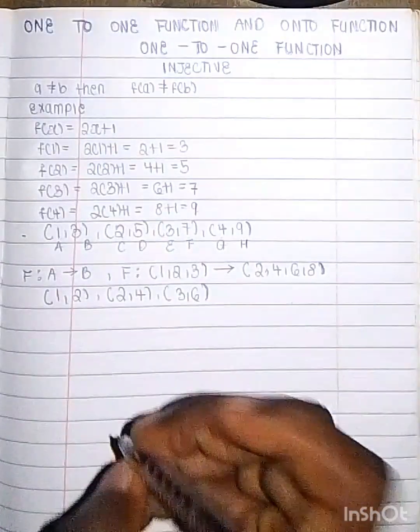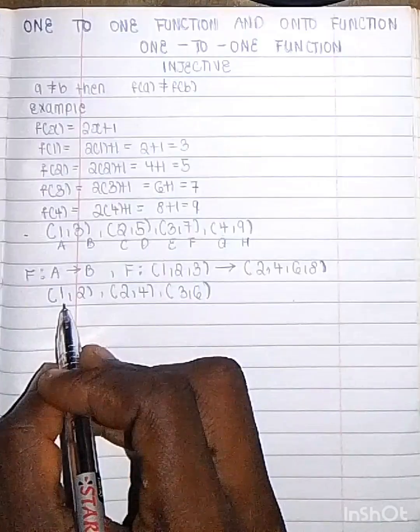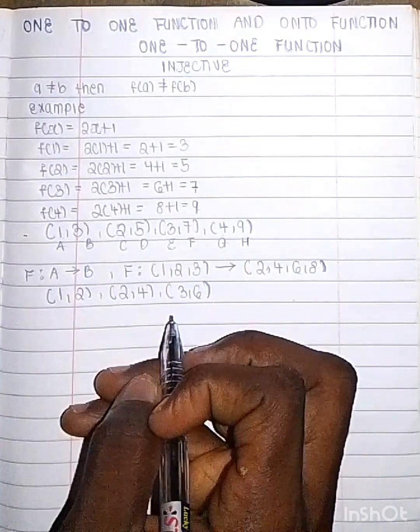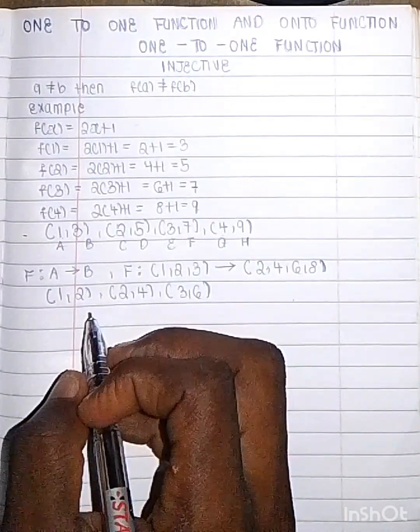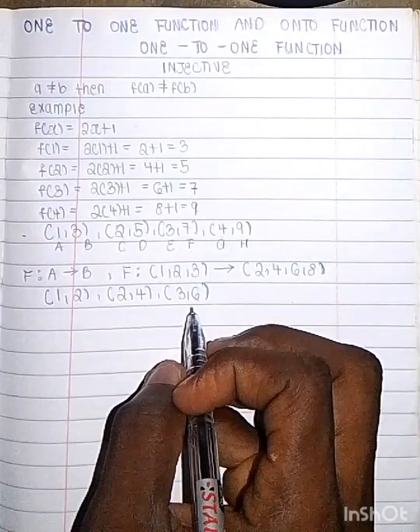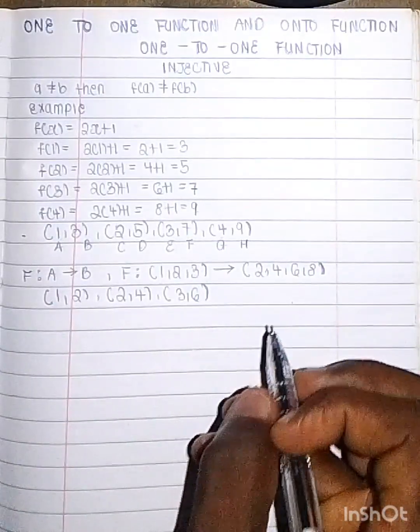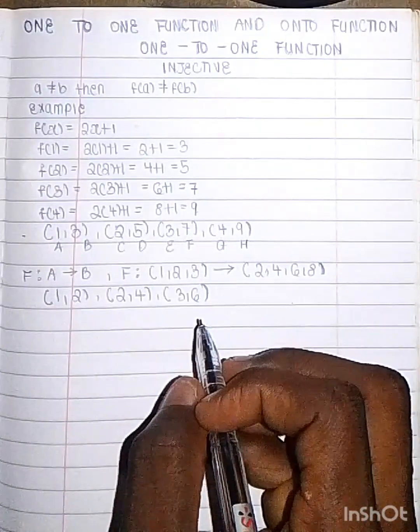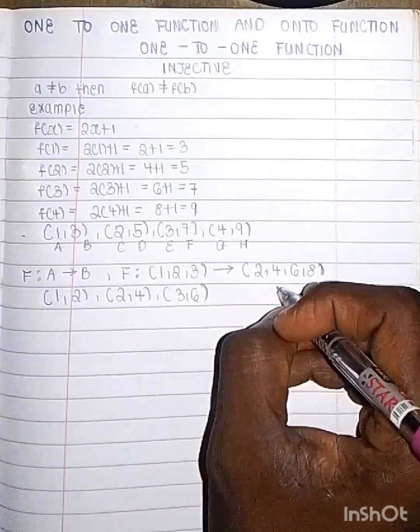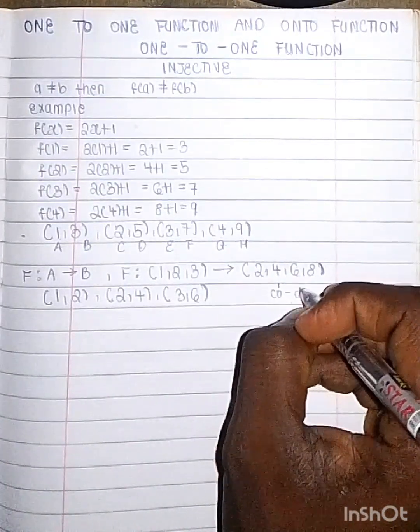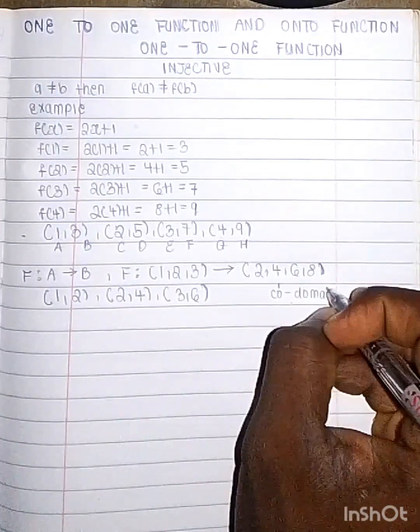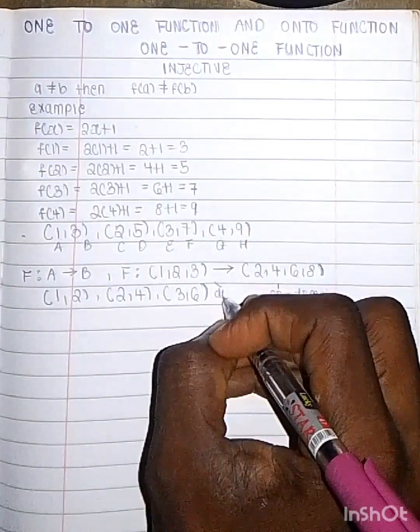Now, in a one-to-one function, every input must have a different output. No input can have two different outputs. It must have just one output. So in that case, we know that this is the codomain and this is the domain.